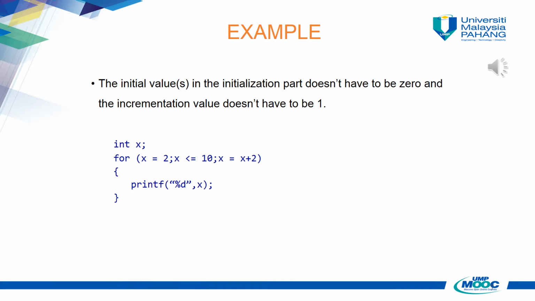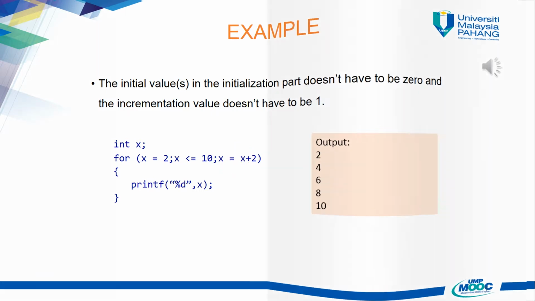Now let us look at this example. This code will print the integers 2 to 10 with an incrementation of 2. Note that the initialization does not have to be 0, and the incrementation value does not necessarily have to be 1. The output is shown in the video.